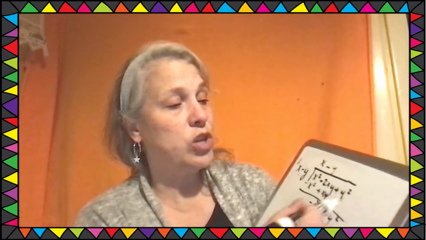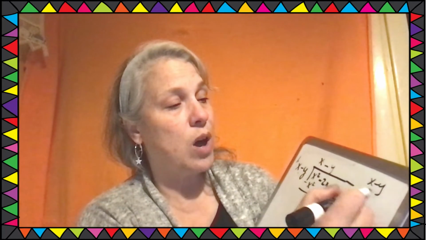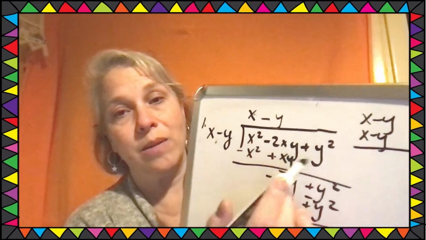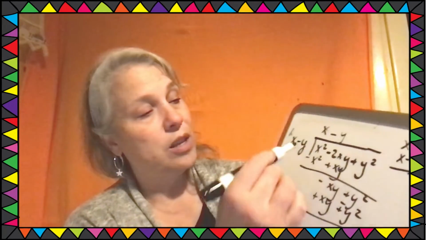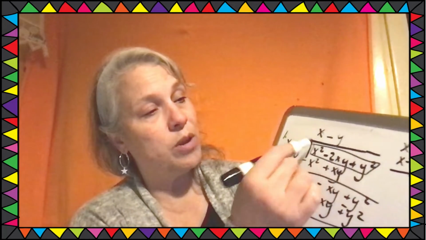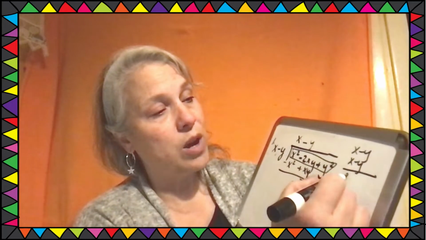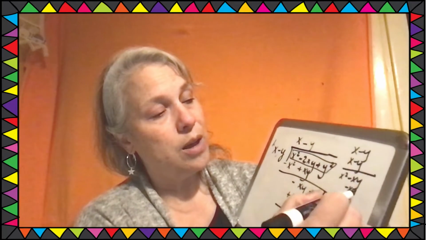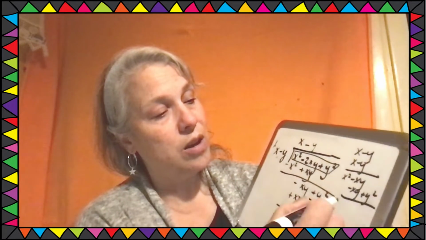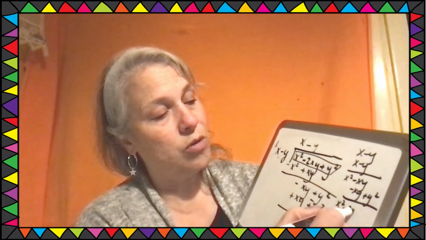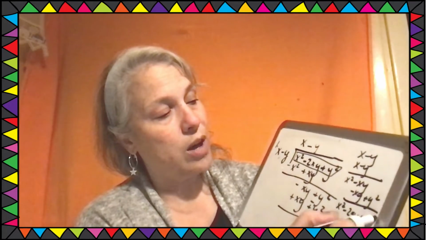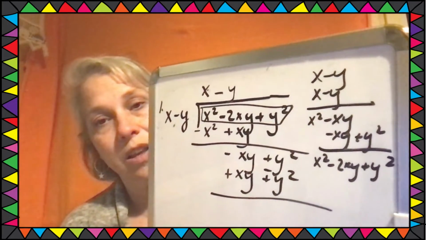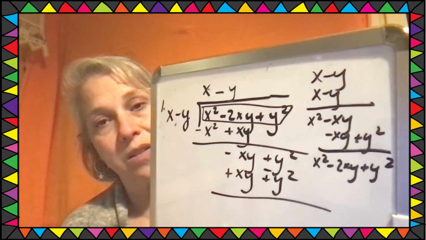Now we need to check it. So x minus y times x minus y, and we should get in the answer this trinomial right here. So x times x is x squared, minus xy, negative xy, plus y squared: x squared minus 2xy plus y squared, which is the same as my dividend. So we got it right.